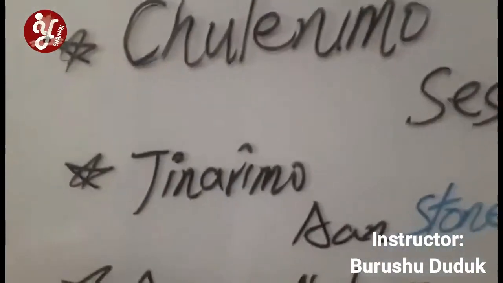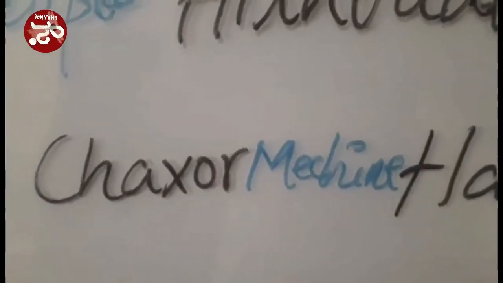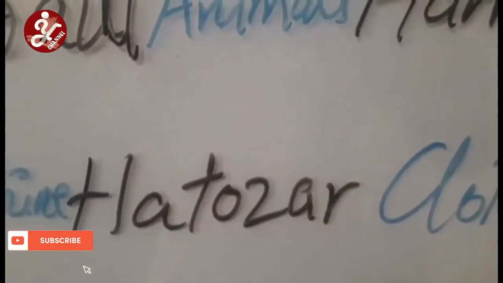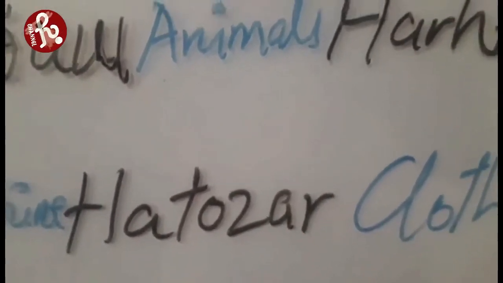Next is Jinarimo, means things. The examples are Dan. Dan means stone, or Chakhor, machine, or Katogar. This is not H, this is K. Okay, excuse me for the mistake. Katogar means a cloth to make a dress.